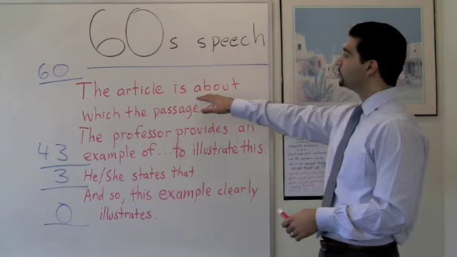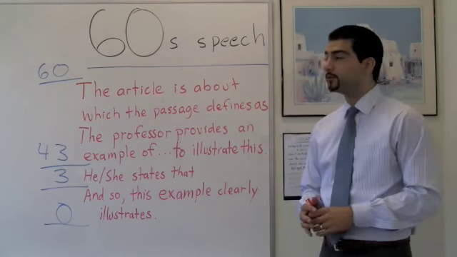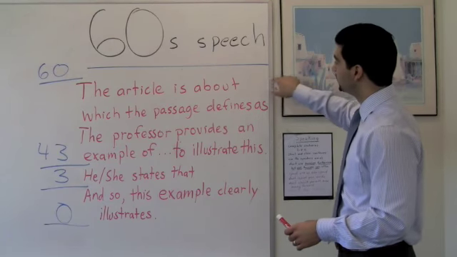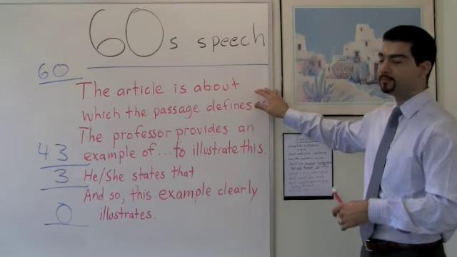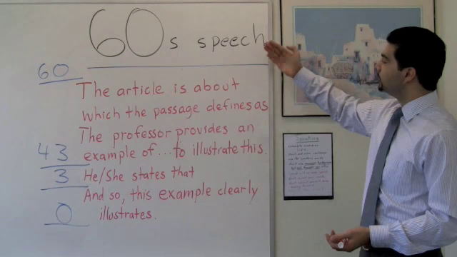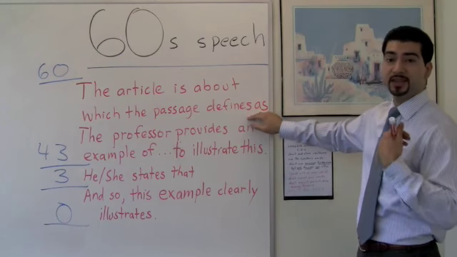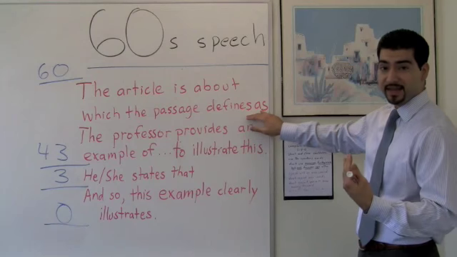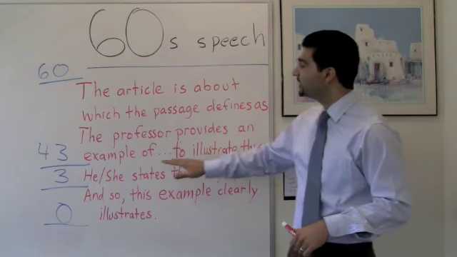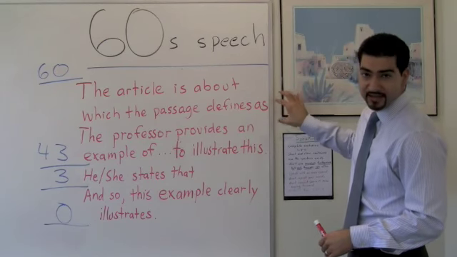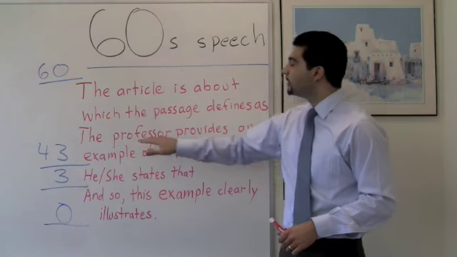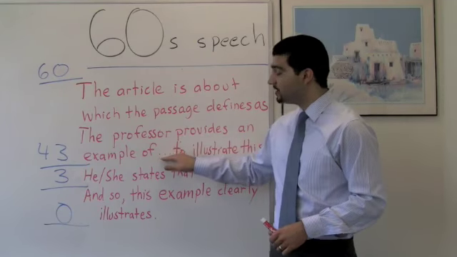So the first thing we're going to do is mention the title, the article. So the first circle, that information we say here: "The article is about," and just repeat the title. Then you say that the passage, the article, defines that topic. So how do you do that? "Which the passage defines as," and then say what you circled in the second circle. Then, "The professor provides an example of."